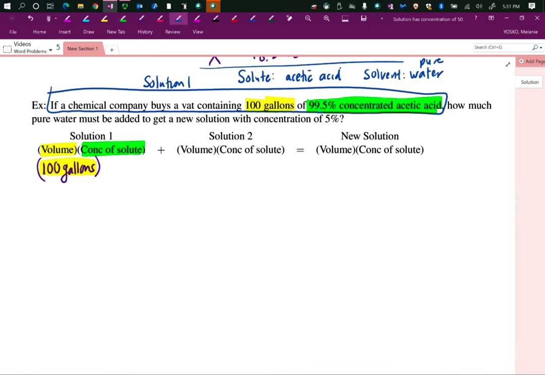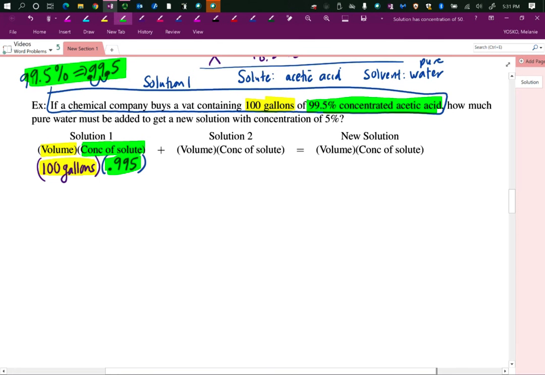Okay, but remember, if you have 99.5%, you really can't use that in a math calculation. We need to tweak it a bit. We're going to write this as 99.5. This decimal place right here needs to move 2 places to the left. So the concentration is 0.995. Does that make sense? I'm changing that percentage to a decimal. Okay, so that's the first solution.